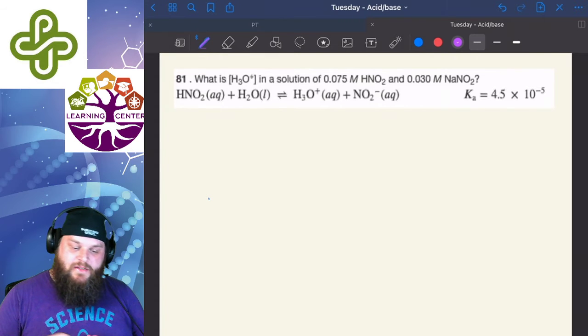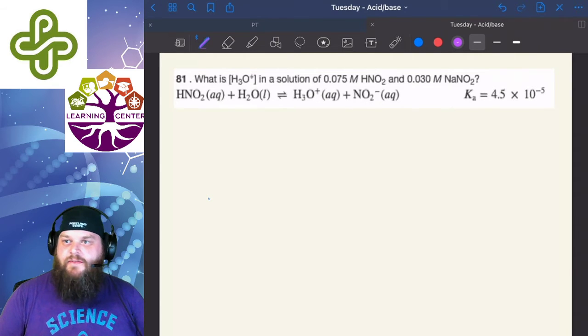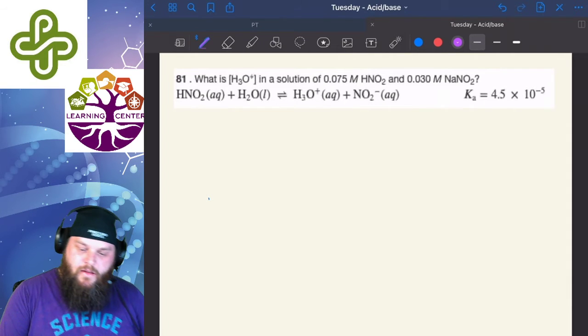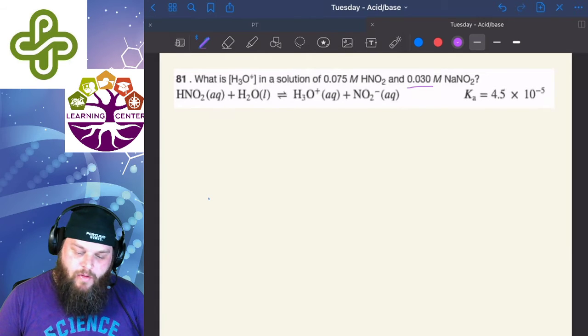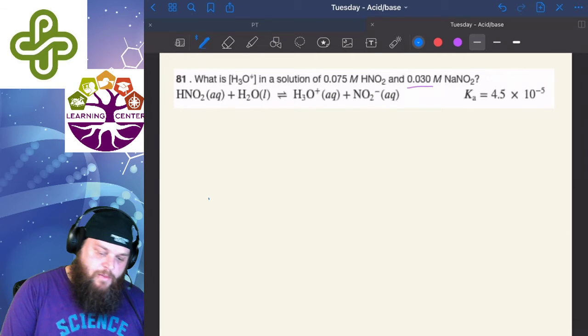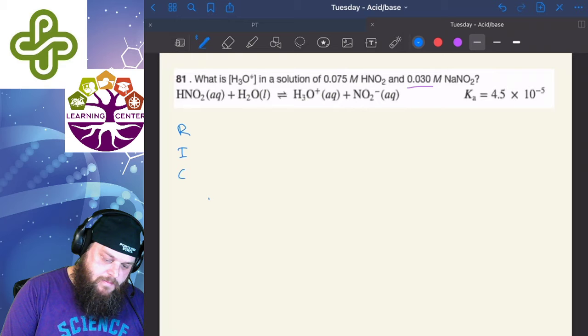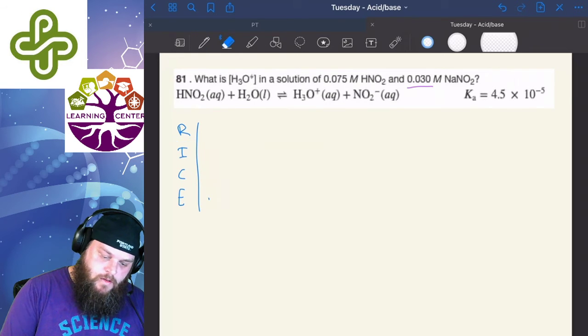So for 81, what is the hydronium concentration in a solution of 0.075 molar HNO2 and 0.030 molar NaNO2? So here they're giving us two different compounds and two different concentrations, and they want to know what is the hydronium concentration. So again, I would make a RICE table. And we can run through that.